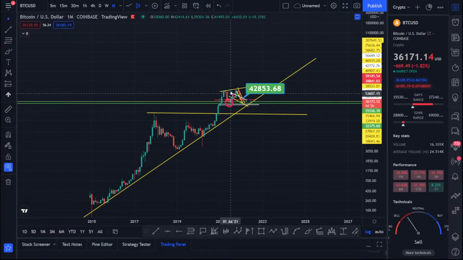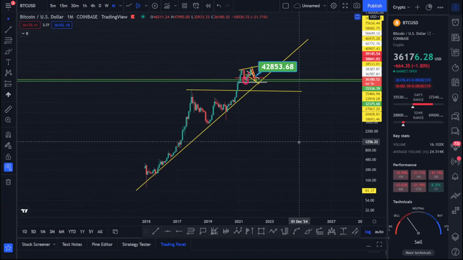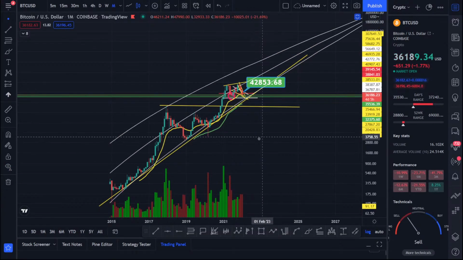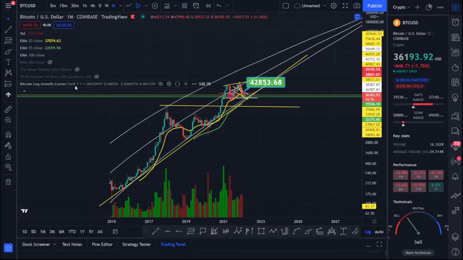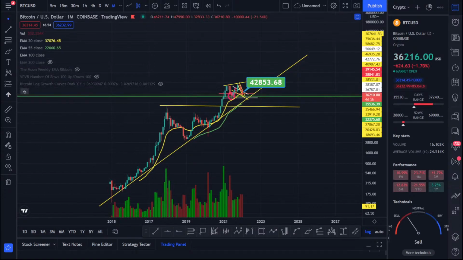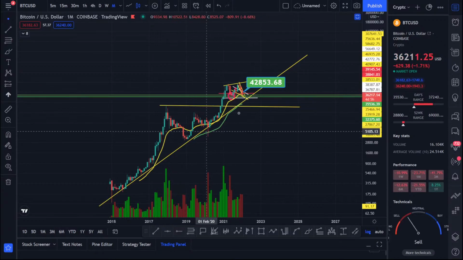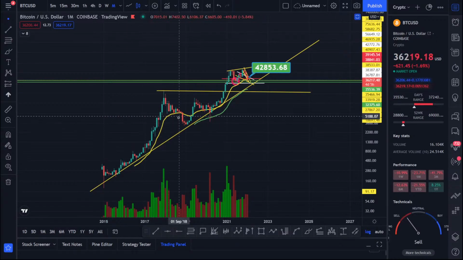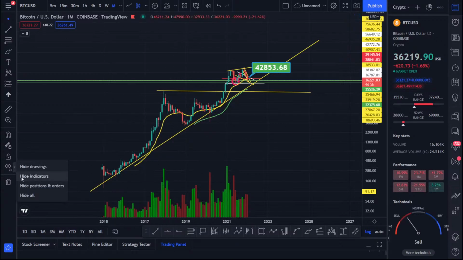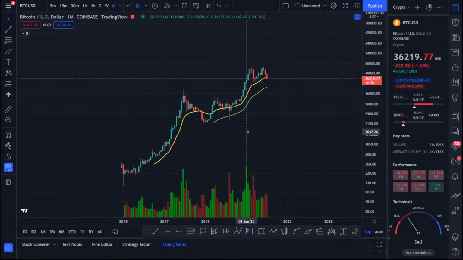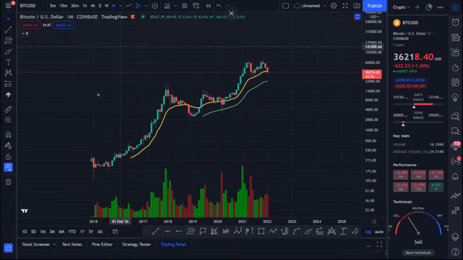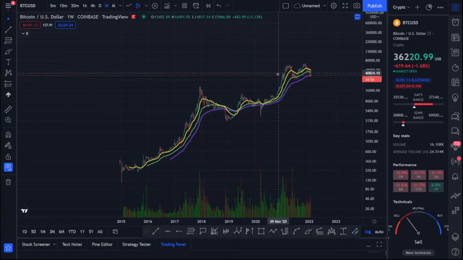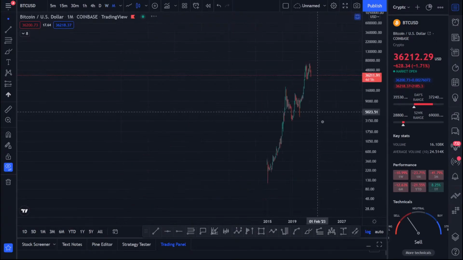Okay, and now let me just show you something else. If you take a look at the EMAs, let's hide the Bitcoin growth chart at the moment. So if you look at the Bitcoin monthly chart, okay, you can see this yellow. Let's hide the drawings for a second so you can see it a little bit better. So if you take a look at the monthly chart, if you look at the weekly, it's not going to look as bullish at the moment the way the monthly does.